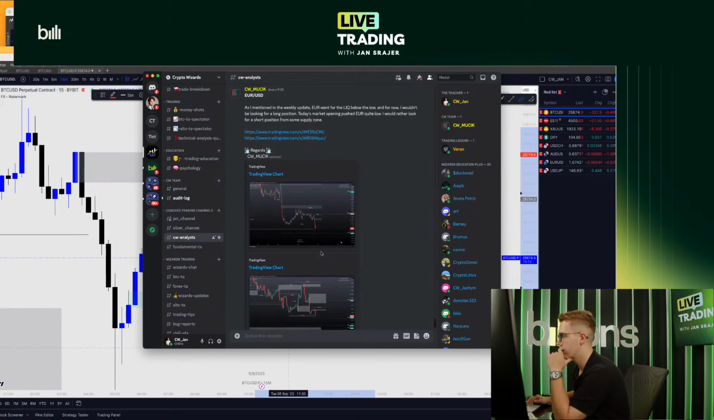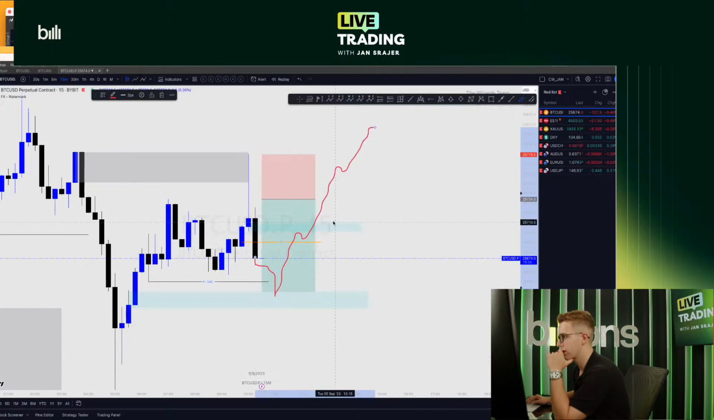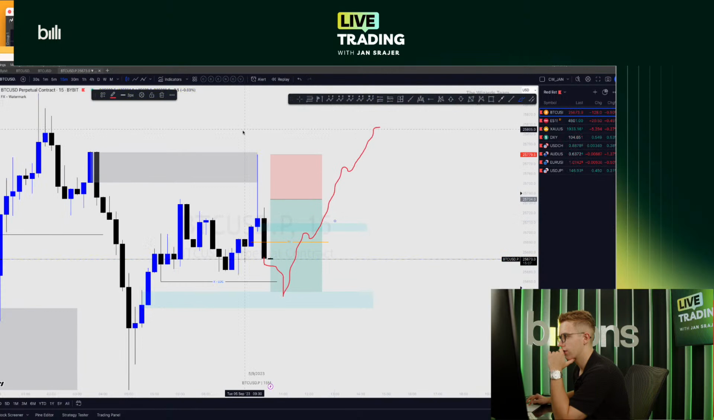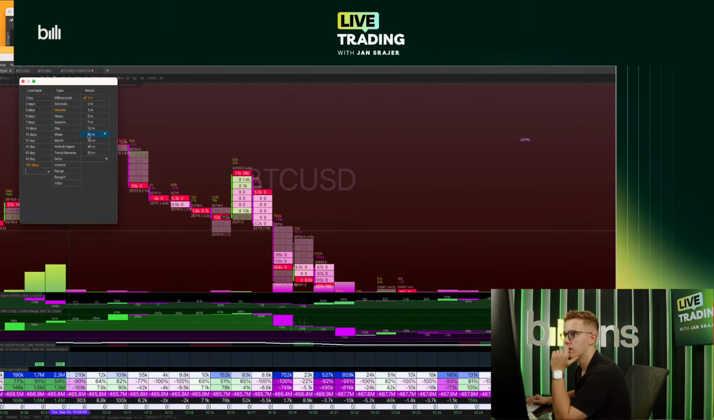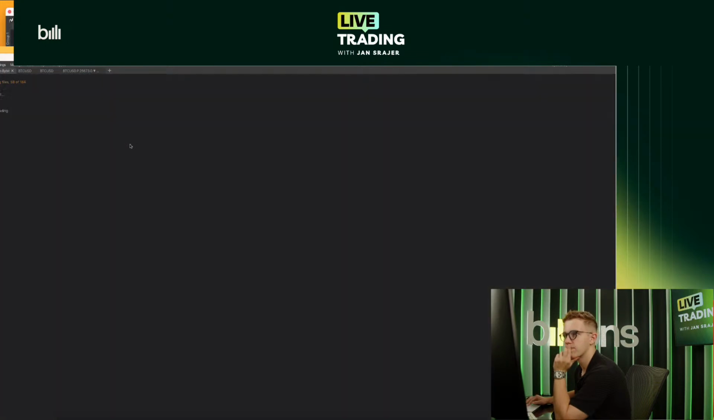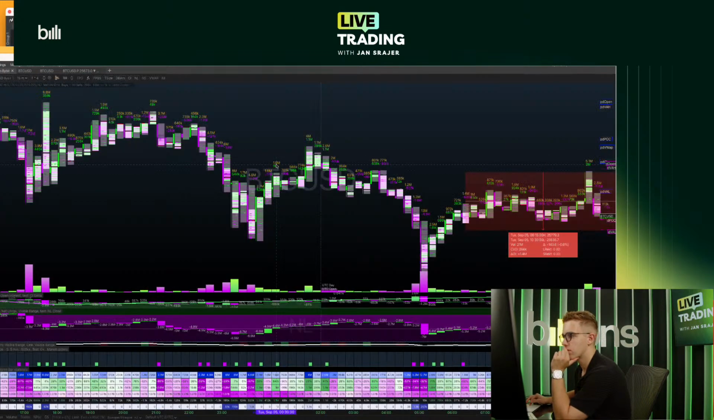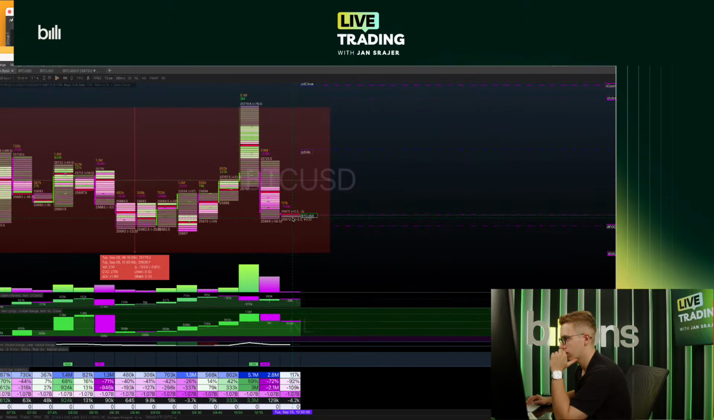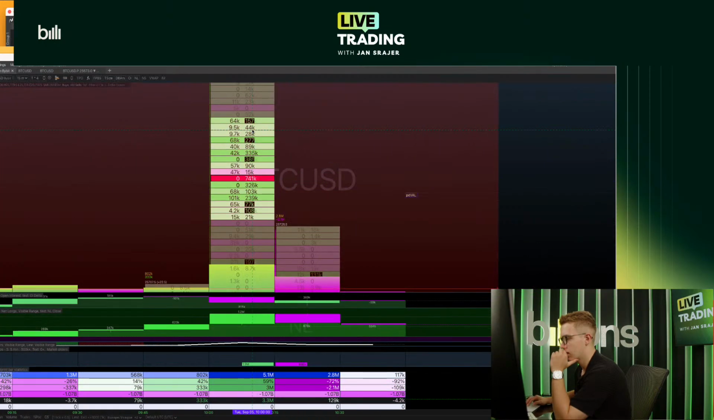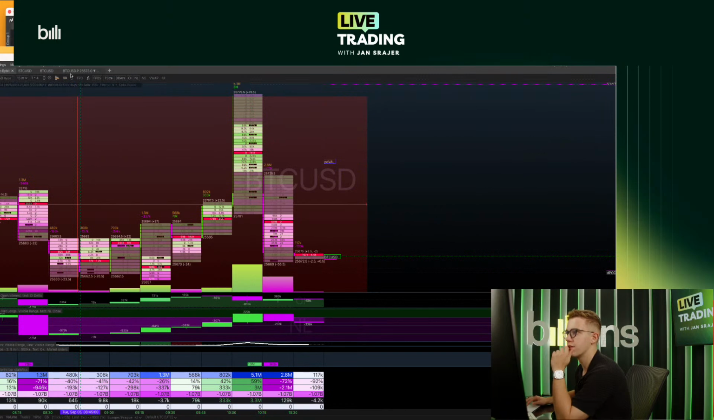Oh, I didn't even know that we got naked POC at 1946 on gold. Actually, I forgot to check that. But this candle seems very, very strong. Getting long on gold. Yeah, this candle is really, really strong.